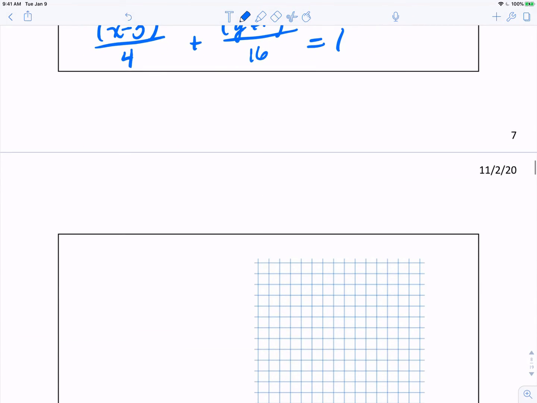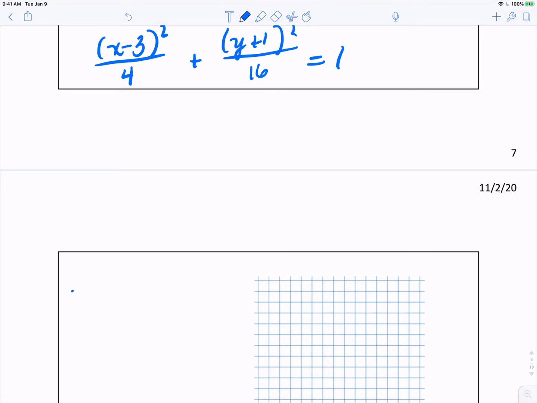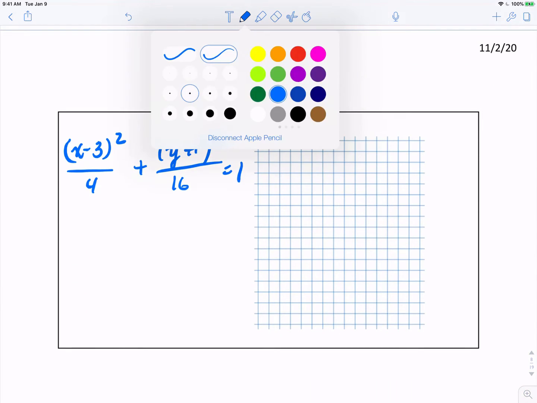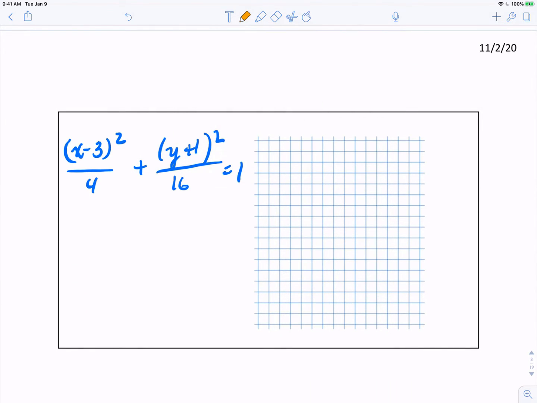So here's a place where we can graph it. Let me transfer the equation down here. X minus 3 squared over 4 plus y plus 1 squared over 16 is equal to 1. Okay, I'm going to put an axis system here, and while I do that, why don't you figure out what the center of the ellipse is?